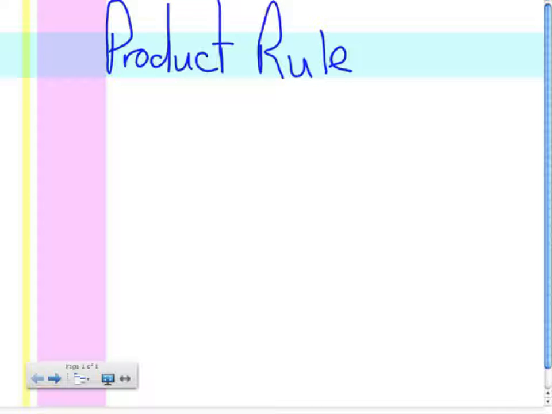So the product rule applies when a procedure is made up of separate tasks. Suppose that a procedure can be broken down into a sequence of just two separate tasks. Let's assume that there are n1 ways of doing the first task, and for each way of doing the first task, there are n2 ways of doing the second task. What this means is that there are therefore n1 times n2 ways of doing the procedure.